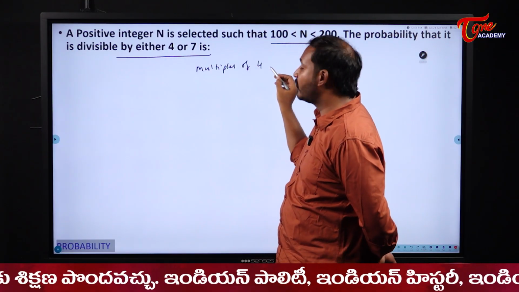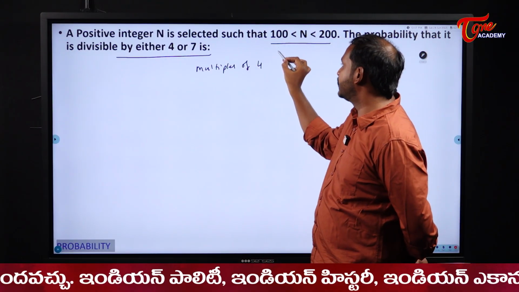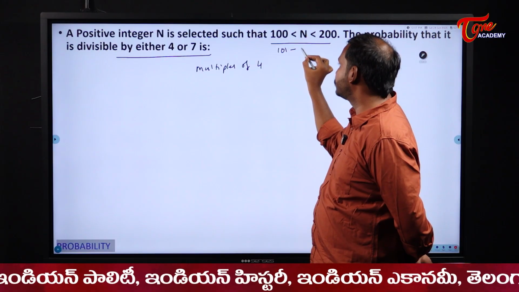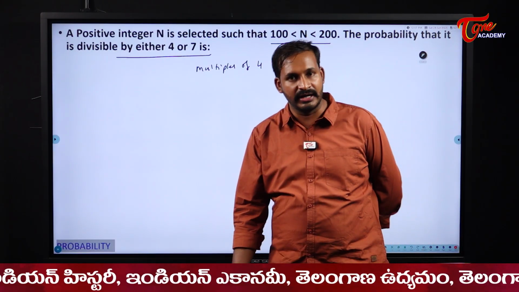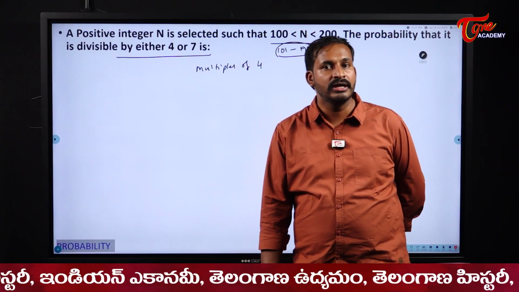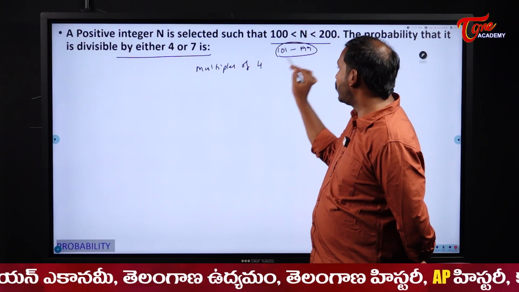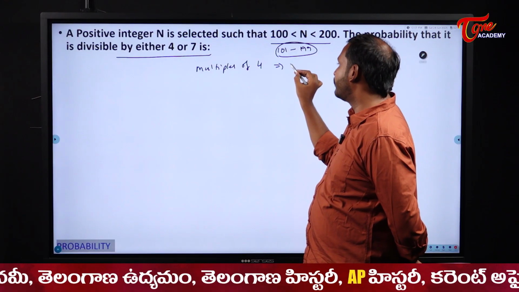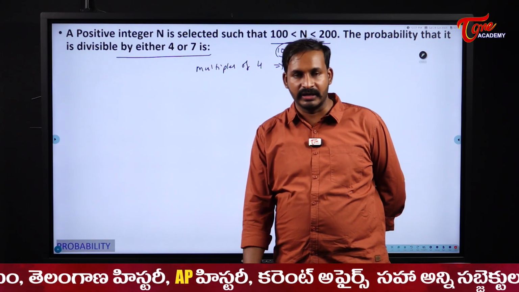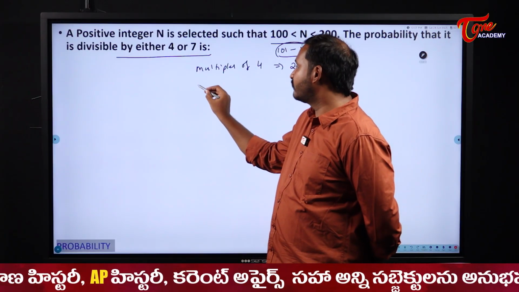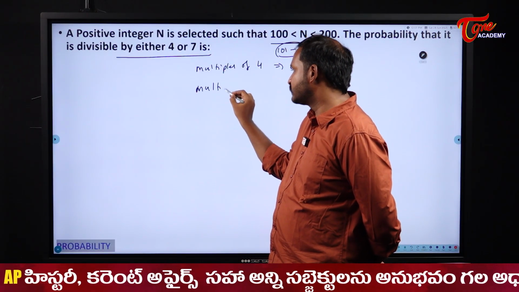from 101 to 199. Please be careful students. My range is from 101 to 199. We should not include 100 and 200 here. So from 101 to 199, the multiples of 4 are 24 in number. Good, superb. Next, what about the multiples of 7?